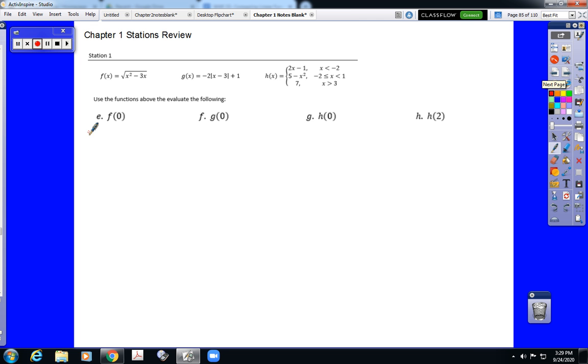Okay, on the next four, on E, it says f of 0. So again, we're just plugging 0 into f of x, which would be the square root of 0 squared minus 3 times 0. That would be the square root of 0, or 0. So f of 0 is 0.